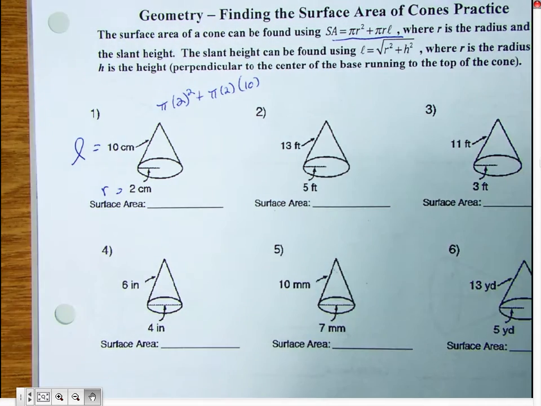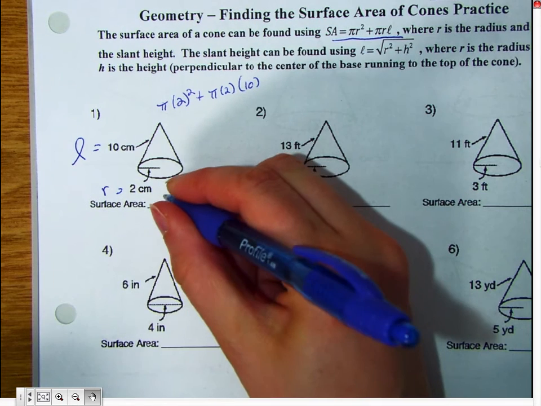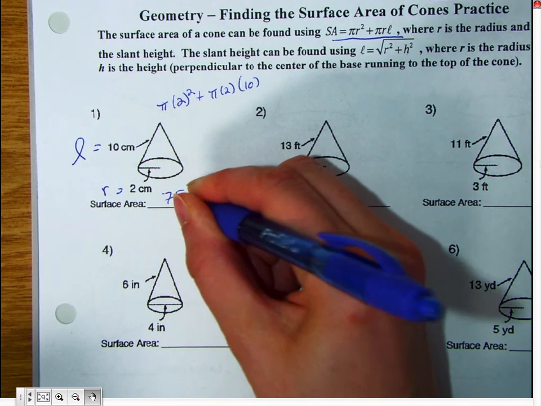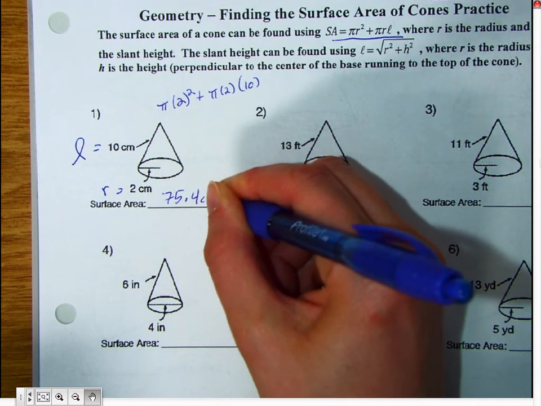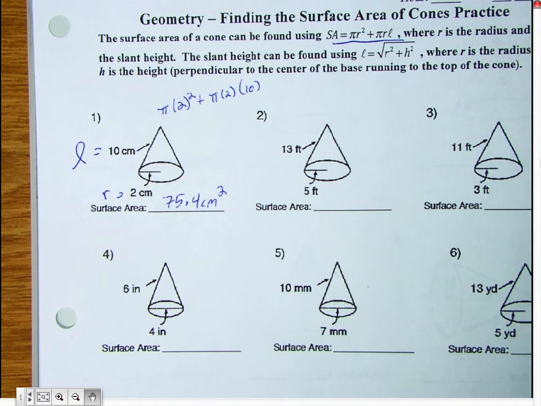And I'm just going to stick it in my calculator. It's the same plug and chug we were doing for cylinders, just with a different formula. I think we should probably round to the nearest hundredth or tenth. In this case, I'm going to do tenth. 75.4 centimeters squared. Remember, we're talking about area, so everything should be squared.